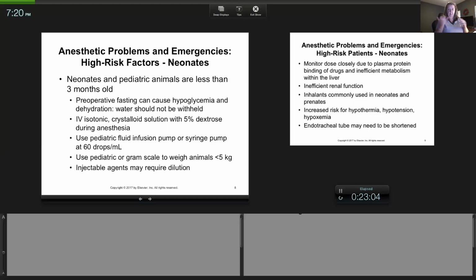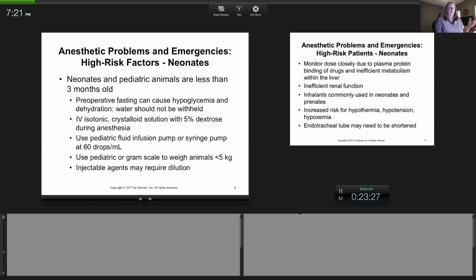Well, it could be a PDA, which is the patent ductus arteriosus. It could be a bad umbilical hernia. It could be a trauma. It could be an early spay or neuter. So this isn't a common category. These guys aren't coming in for dentals, but it could be a foreign body removal. I mean, puppies like to eat everything.